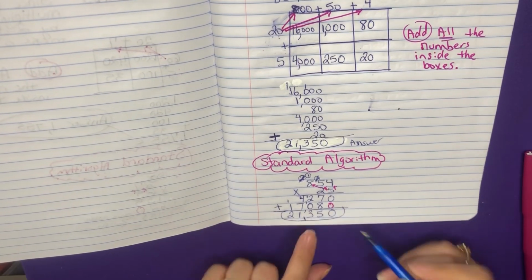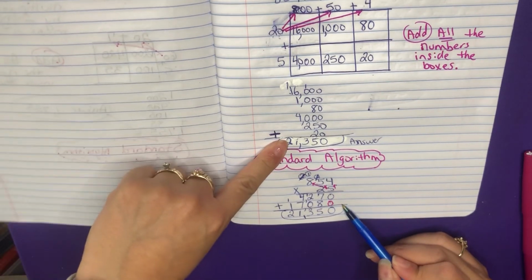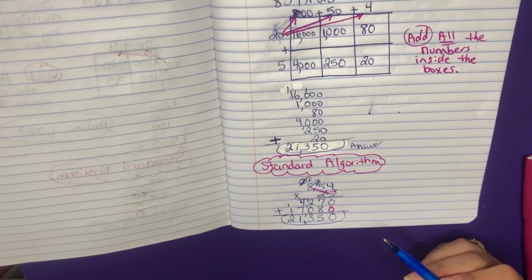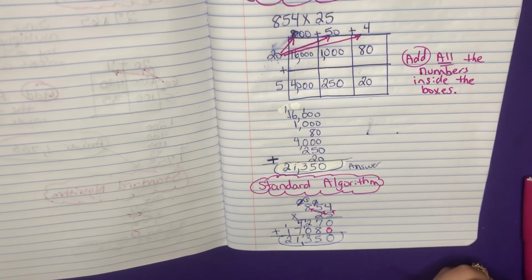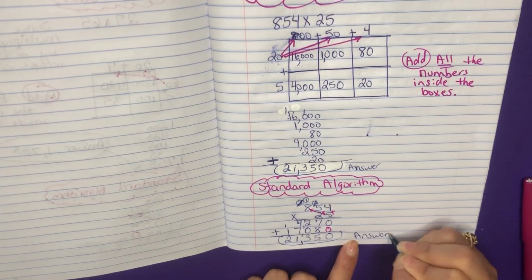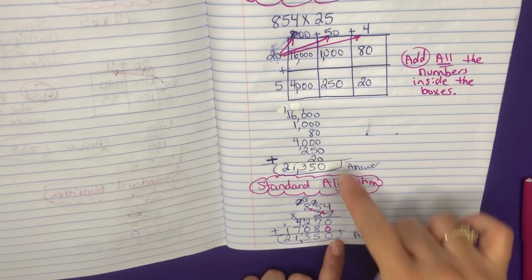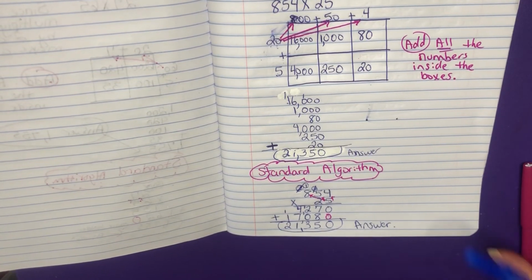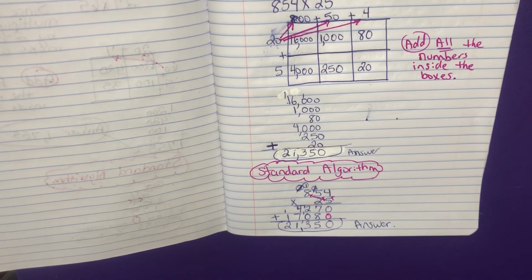That's our answer. Is it the same answer as what we did in the area model? Yes, it should be the same answer. If you don't have the same answer, something happened. You did something wrong. We need to start all over. Okay, so this is my answer. And it should be the same answer as my area model. It's always going to be the same regardless of what strategy you use. Okay, so like I said, this is our anchor chart.